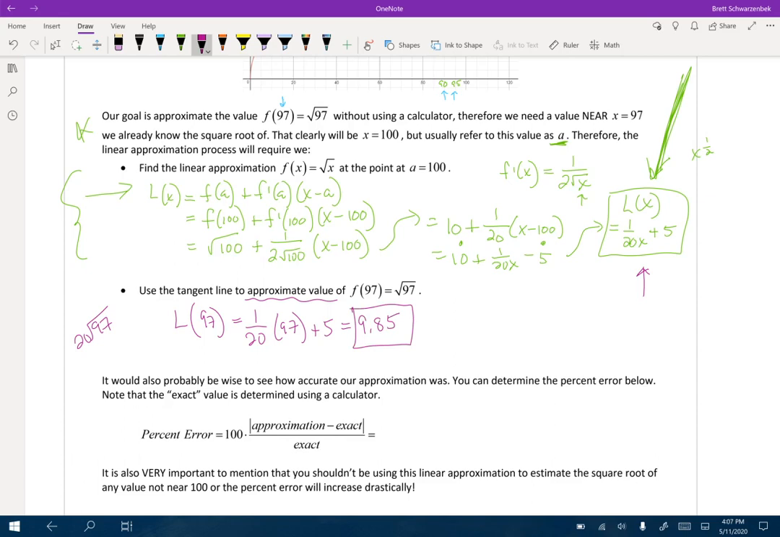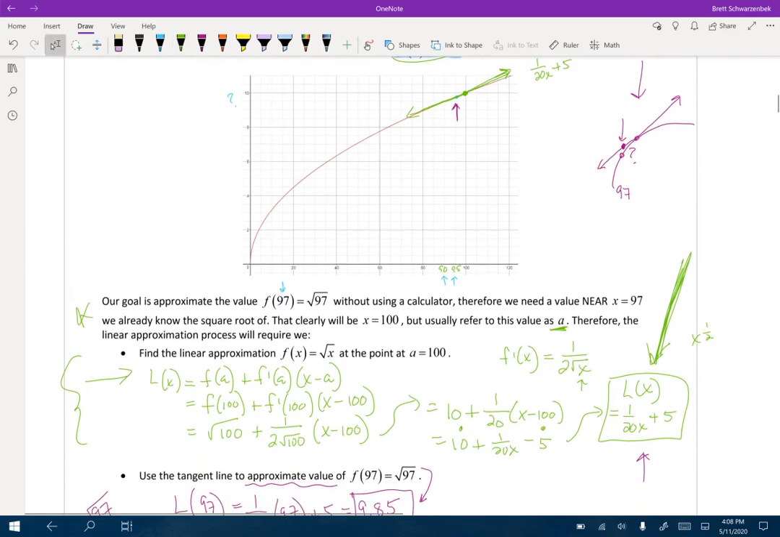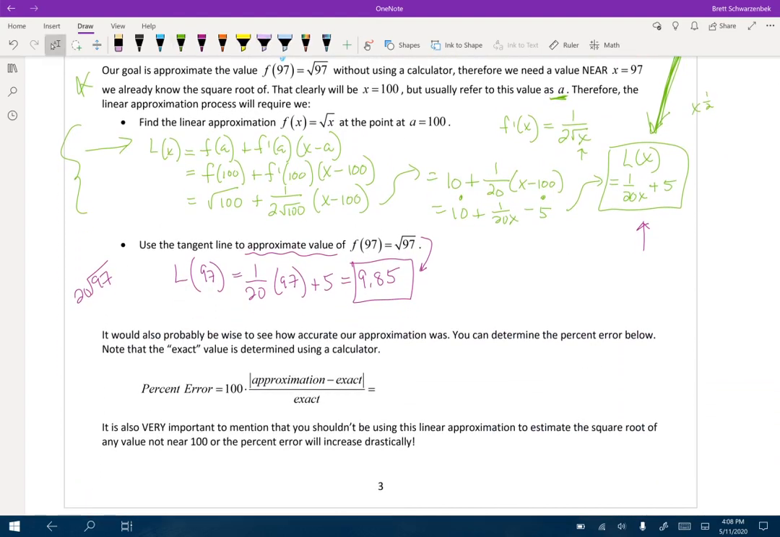Okay, so this is our linear approximation for the square root of 97 using the tangent line, the green tangent line, instead of the curve. So since we couldn't find the number directly on the curve, we used the tangent line, which is flying right by it and very close to it, in order to approximate it instead.